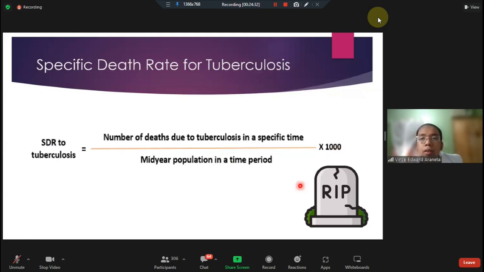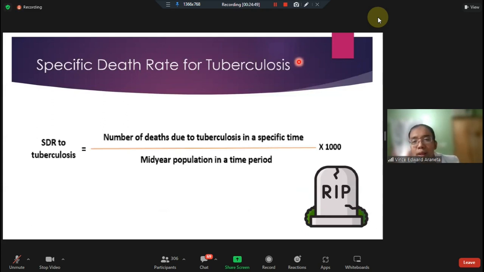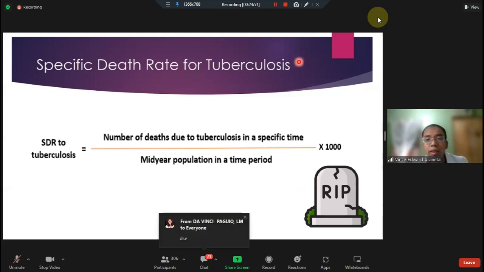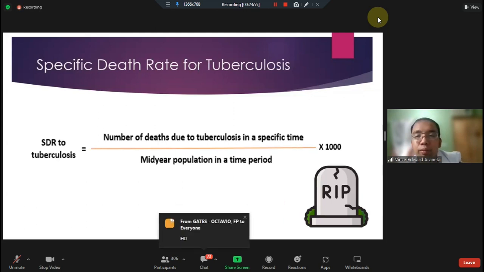What do you think is the leading cause of death in the Philippines? We can chat your answers for your idea. What do you think is the number one cause of death in the Philippines? It might be a question actually in the board exam, so be ready also to know that answer. Yes, so most of you mentioned ischemic heart diseases.